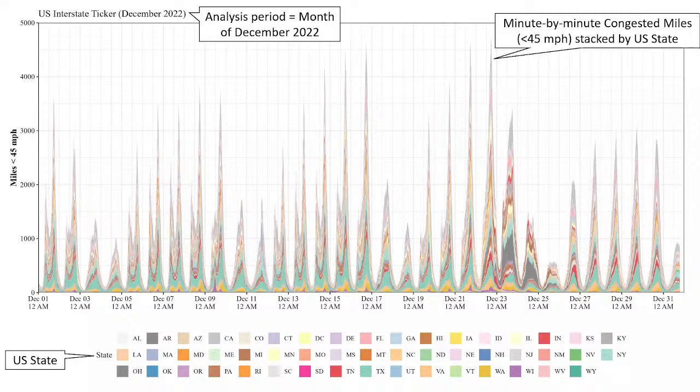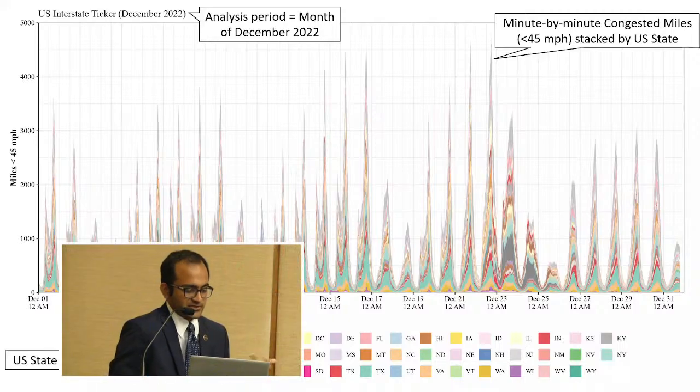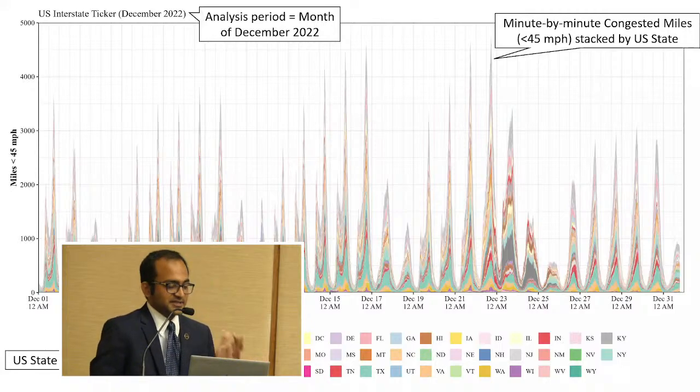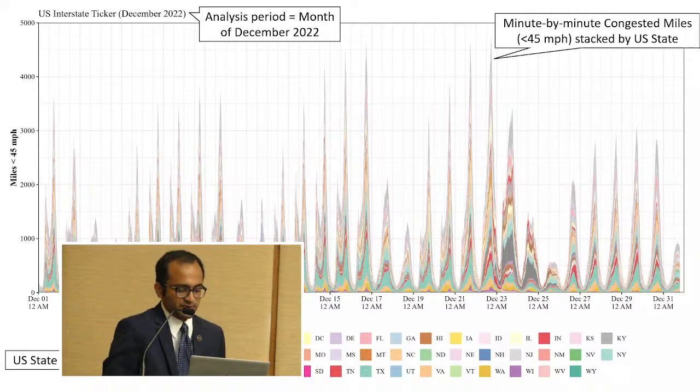But one interesting thing to note here is that starting December 21 to Christmas, we see a couple of states showing really high congested miles, which is due to the December Christmas storm. And this is a really quick way to tell which states and which interstates were the most impacted. So Ohio and Indiana and Pennsylvania from this plot.